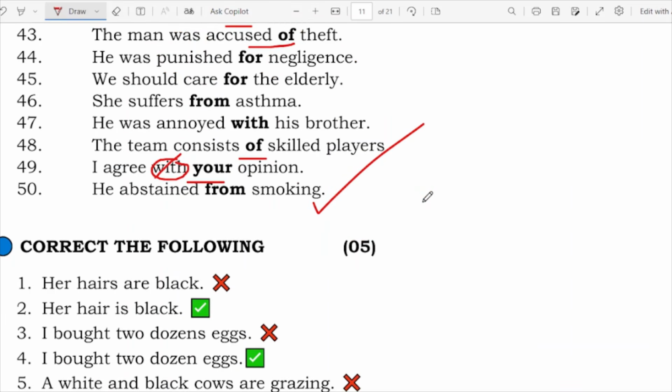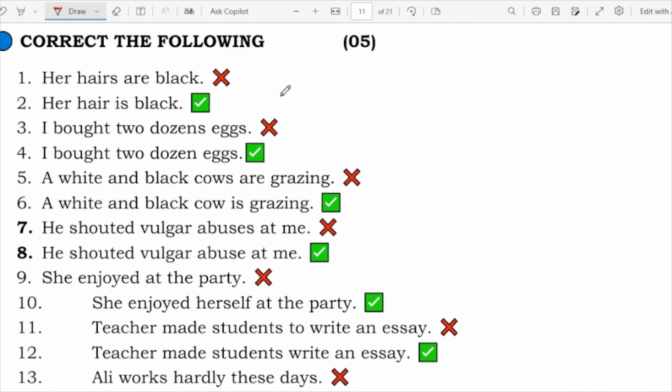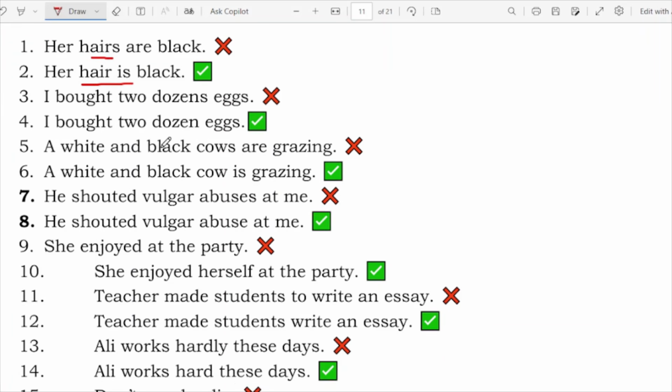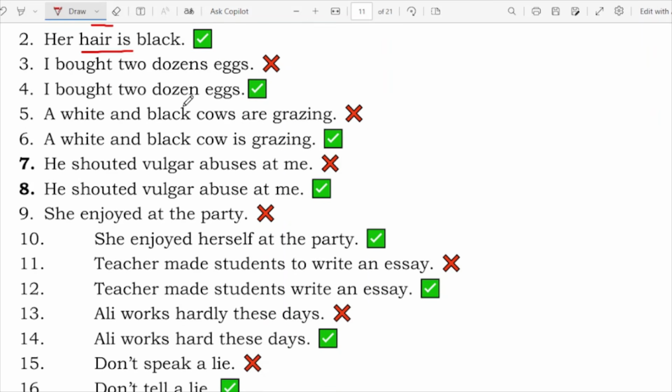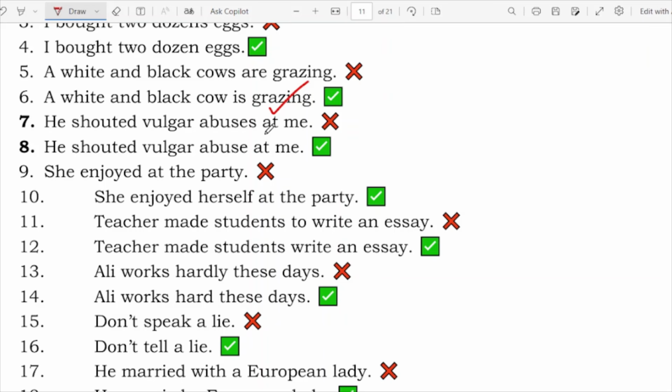So these are a few prepositions for your board exams. The next part is also the objective part, and it is correct the following. Number 5, it stands for 5 marks. Her hairs is wrong, hair is uncountable, so her hair is black. I bought 2 dozen eggs. Dozen is an adjective here, so don't use the plural form. White and black goats. No, it is one cow having 2 colors. A white and black cow is grazing. This is correct. He shouted vulgar abuses. Abuses is wrong. It is also uncountable. Vulgar abuse.